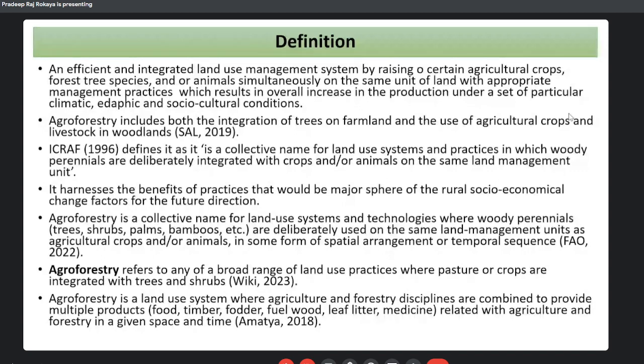Agroforestry refers to any of a broader range of land use practices where pasture or crops are integrated with trees and shrubs. That's defined by Wiki 2023. Agroforestry is a land use system where agriculture and forestry disciplines are combined to provide multiple products: food, timber, fodder, fuel wood, leaf litter, medicine. There are so many products we gain from agroforestry, multiple products and multiple trades related to agriculture and forestry in a given space and time. That is Amartya 2018.